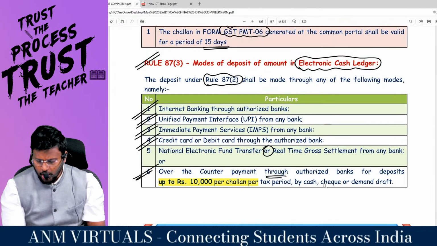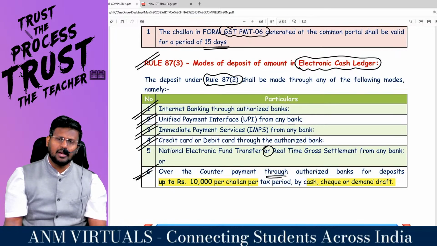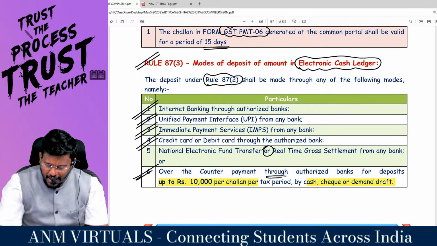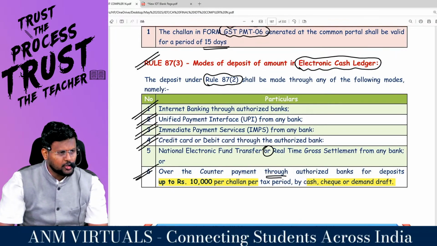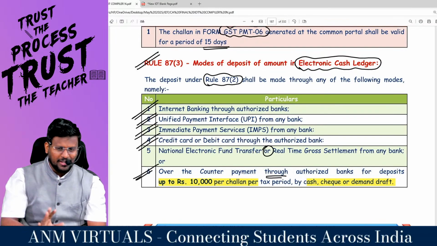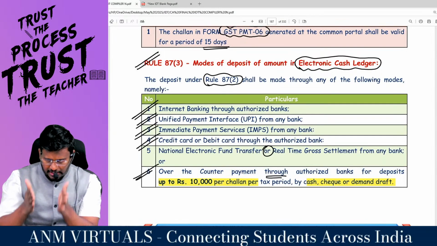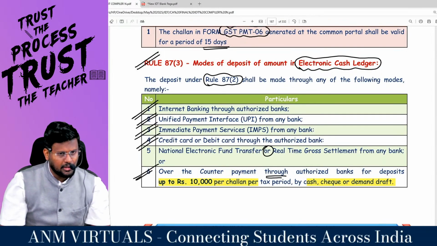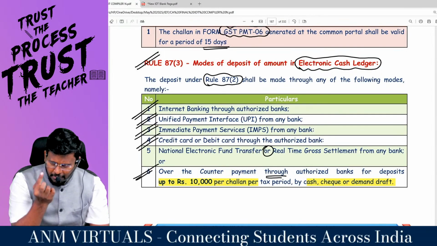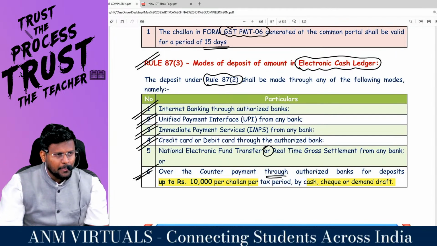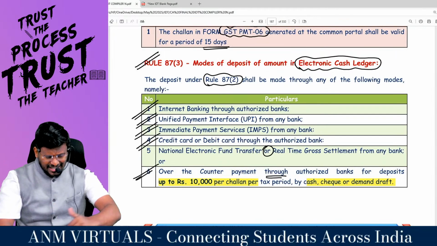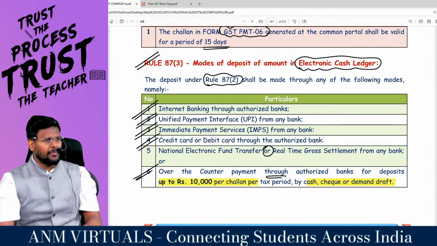Either by way of cash or by way of check or by way of demand draft. You can go to one particular bank and you can give cash up to how many rupees? 10,000 rupees. What they are saying, per tax period, means your tax period may be monthly or your tax period may be quarterly. Right, sir? So in a month, 10,000 rupees cash payment is allowed. So these are the ways in which you can make the payment.